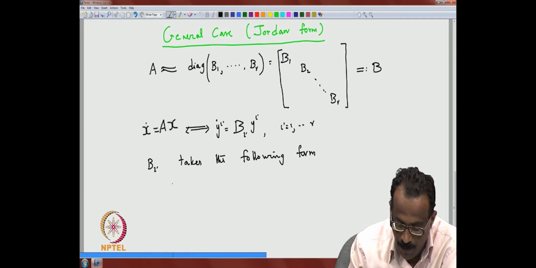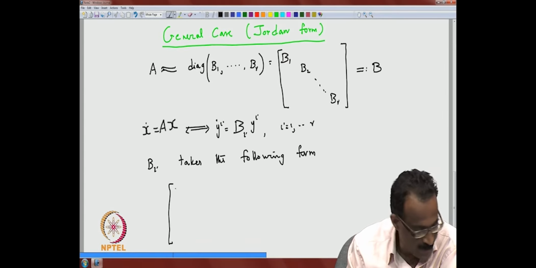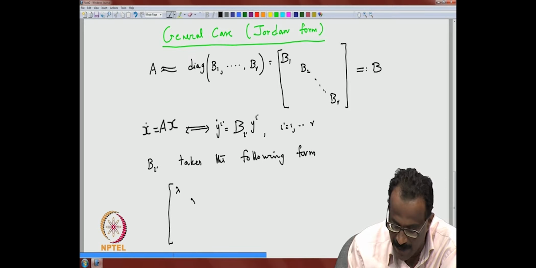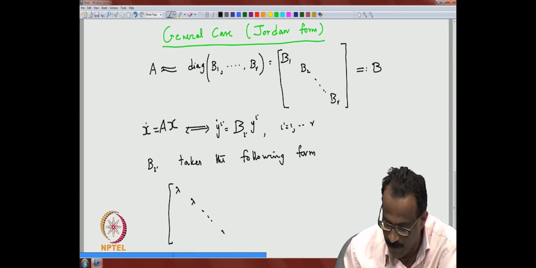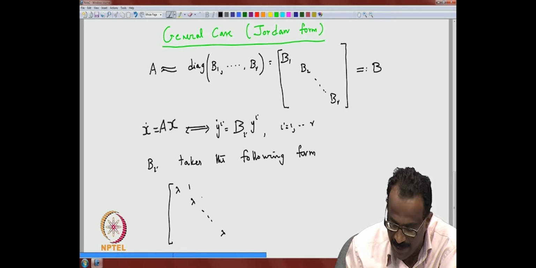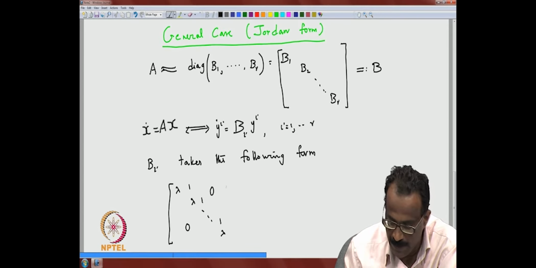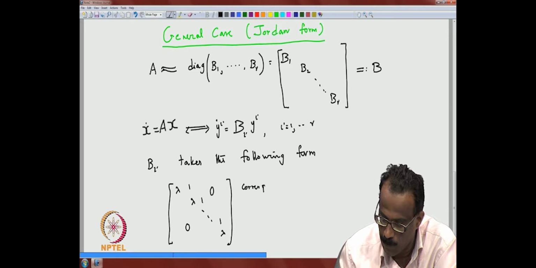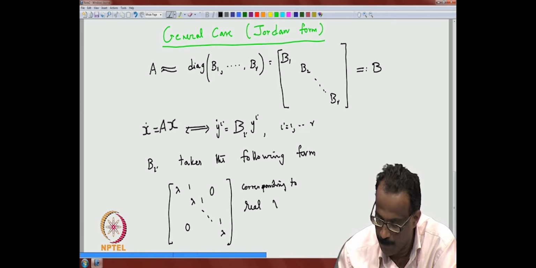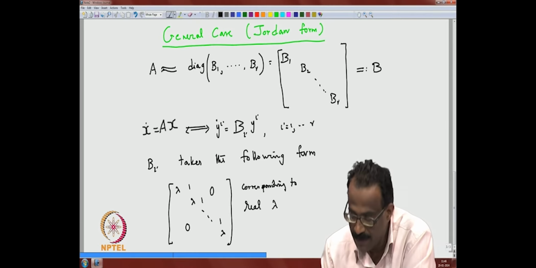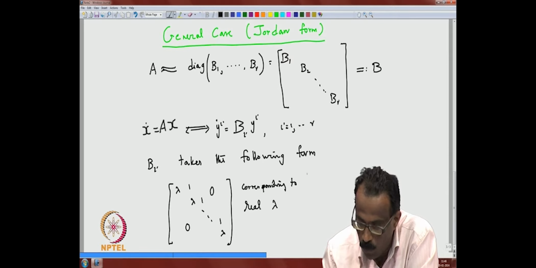It will be of the form where the diagonal entries are lambda, and the off diagonal entries will be 1, the remaining will be 0. This is the case corresponding to a real eigenvalue, real lambda, or it will take the following form.